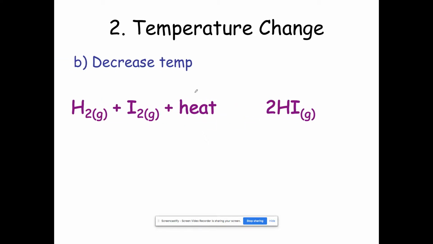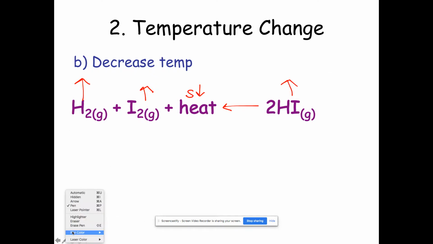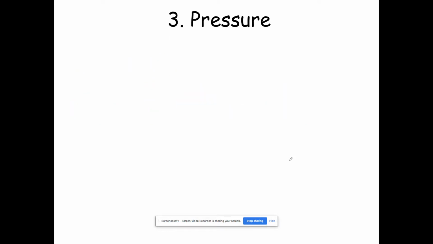Another one. Decrease in temperature, which means there's not enough, shift towards. This goes up. This goes up. This goes, oh, that does not, see, I was getting too fast. If we shift away from that, we're going to decrease over here. Okay? Now, pressure is a little bit different.